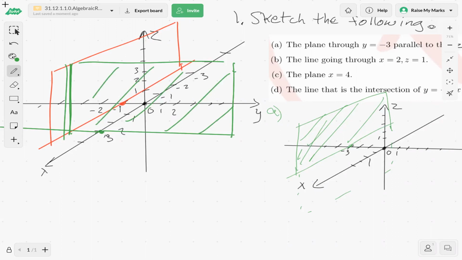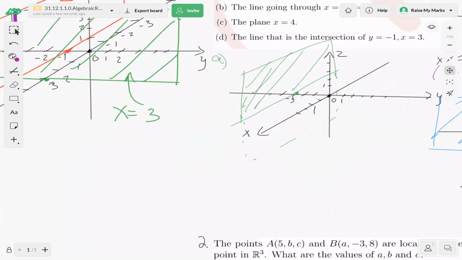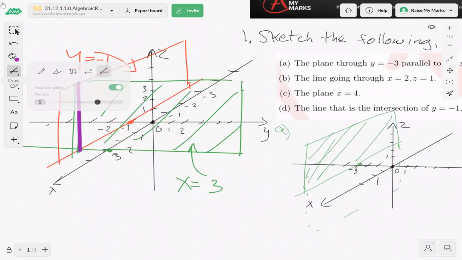There's our green plane. Let's label that. X equals 3. Our red plane is y equals -1. And they intersect in some line, some vertical line, this purple vertical line. So we'll make it a little thicker so we can see it. Right there. Good. All right. So that takes care of part D.